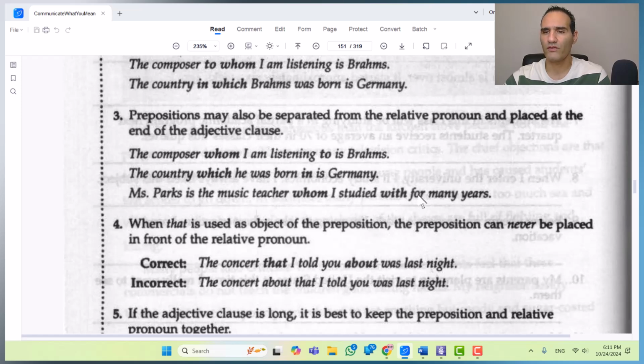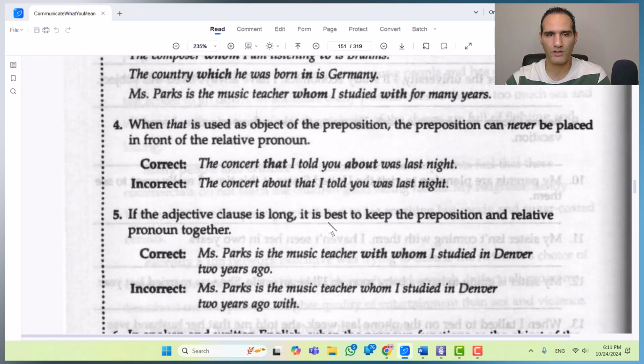Okay, so if the preposition is separate from the relative pronoun, all the other relative pronouns like who and that are also possible along with whom and which. But if the preposition comes before, only whom for people, only which for objects. And here, the concert that I told you about, correct, but the concert about that, incorrect. About which I told you last night.